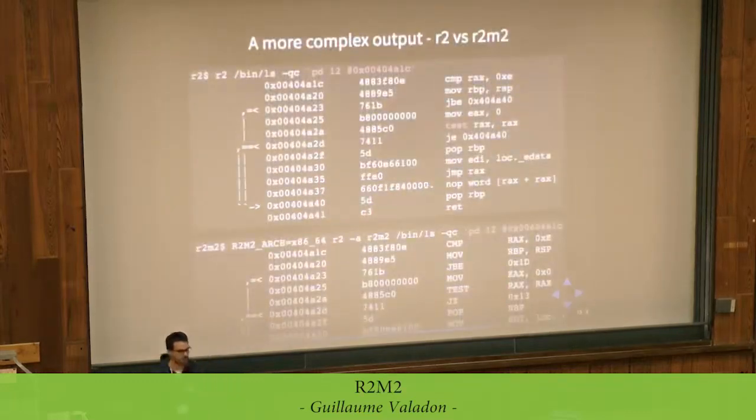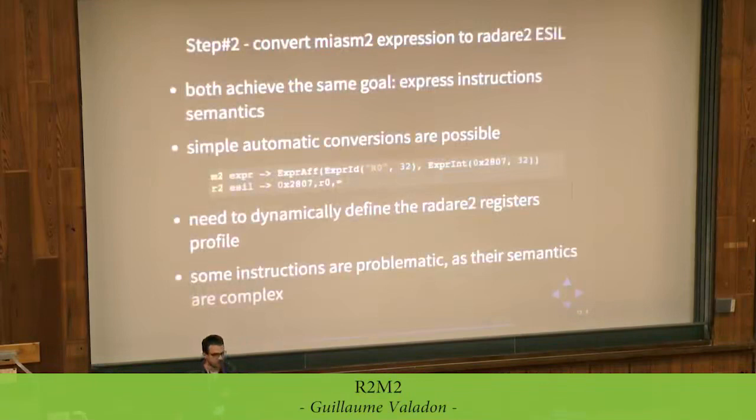Here on top, that's radare2 with bin/ls by default, and on the bottom, that's radare2 with miasm backends with this really simple trick. Again, that's kind of useful. Step 2, more complicated, is to convert miasm internal expressions to ESIL. Again, that's the stuff Julien presented this morning.